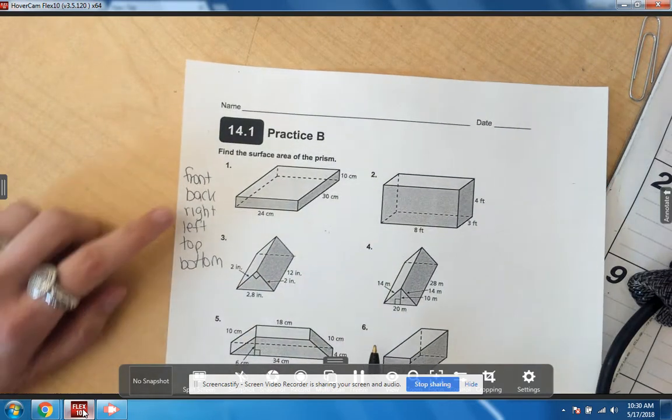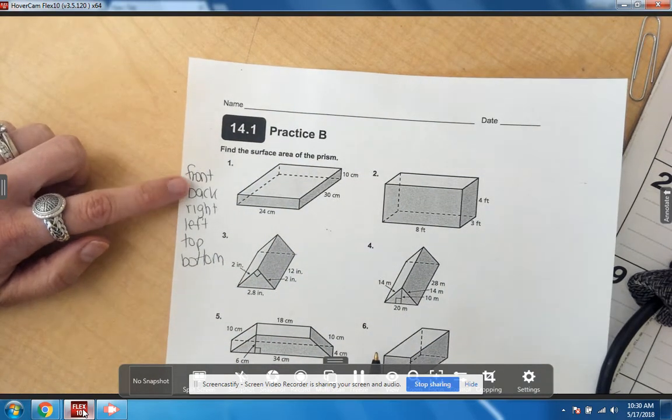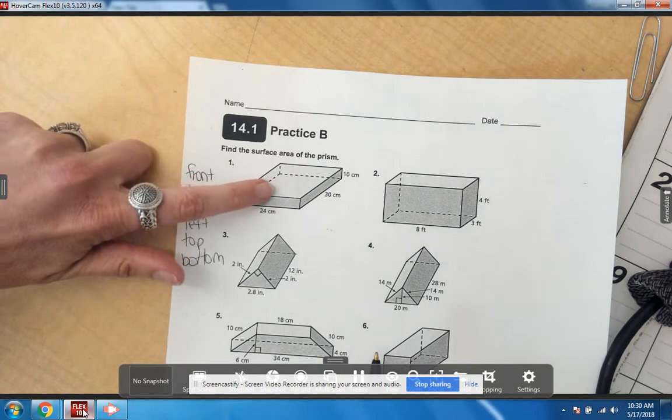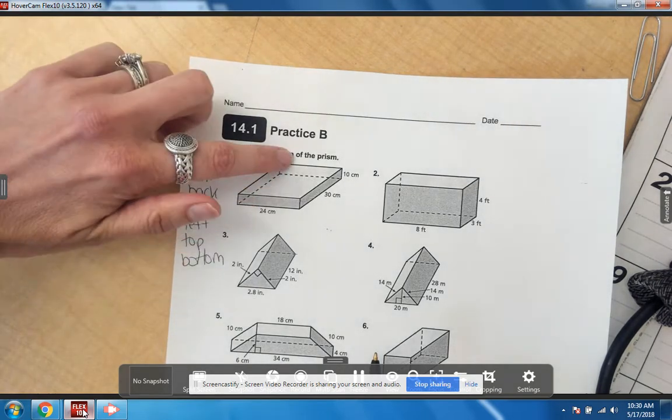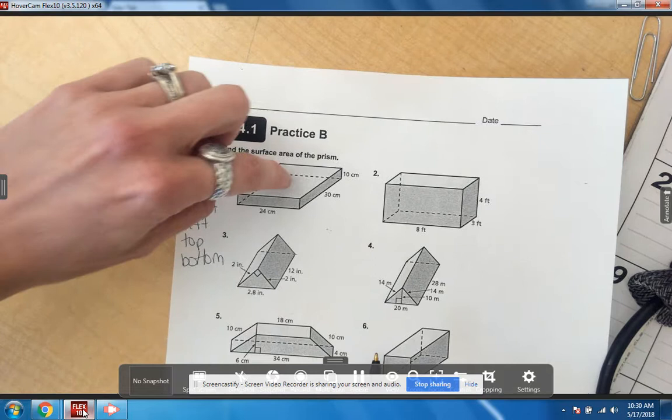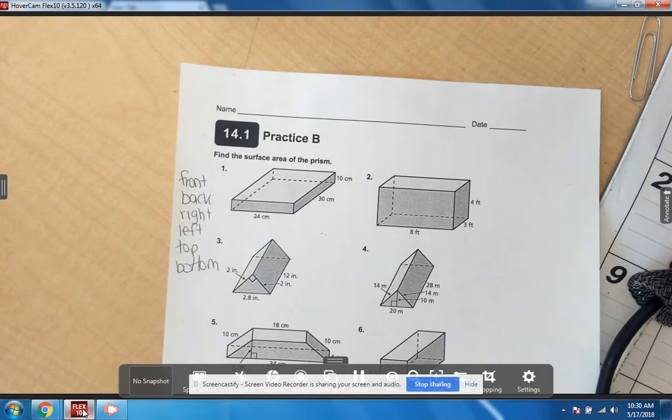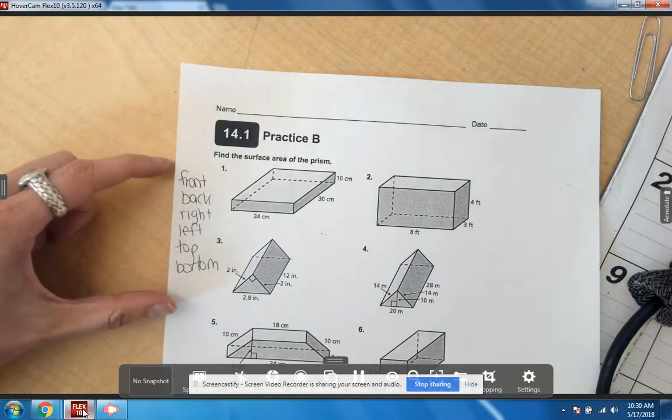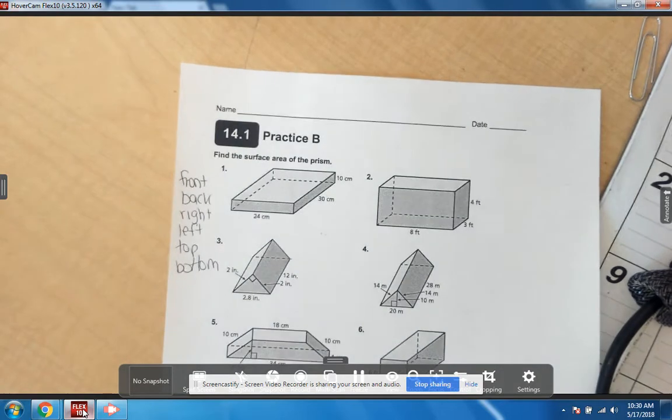So the first thing I want you to do is write down the different faces of this one for number 1. So there's a front and a back, a right and a left, and a top and a bottom. So take a second and write the same words on the side. You can do it in the same spot that I'm doing it. And then we're going to find all of these different measurements.